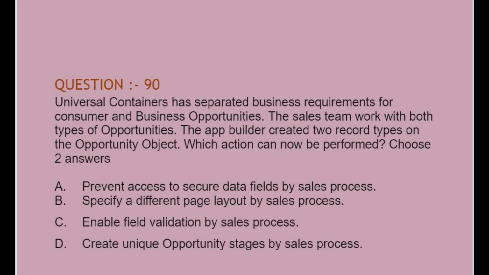Choose two options. Option A prevent access to secure data fields by sales process. Option B specify a different page layout by sales process. Option C enable field validation by sales process. Option D create unique opportunity stages by sales process. Correct answer is option B and option C.